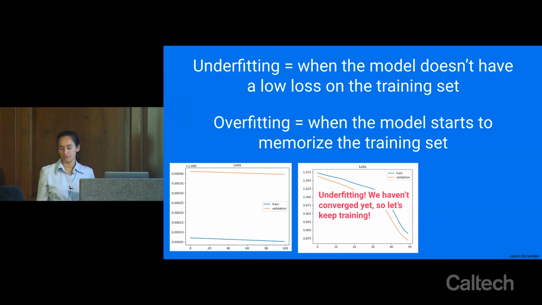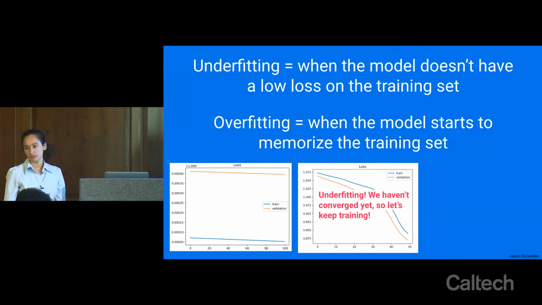So if the validation goes up and the training goes down, we're overfitting. Ideally, we want it to plateau, and what people will often set as a criteria to stop training is some threshold. So if my training loss and my validation loss haven't changed within, say, 10 units over 100 epochs, I'm done.